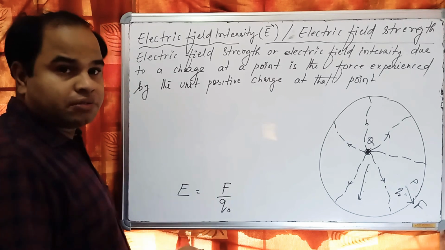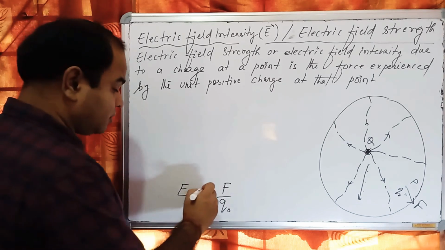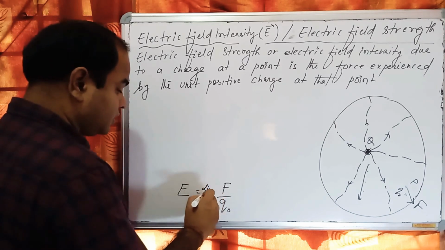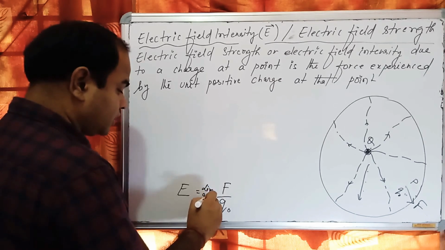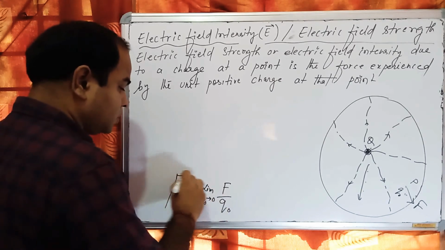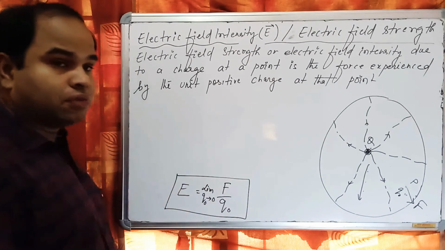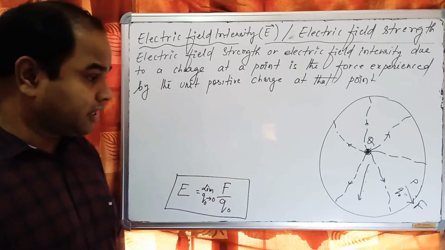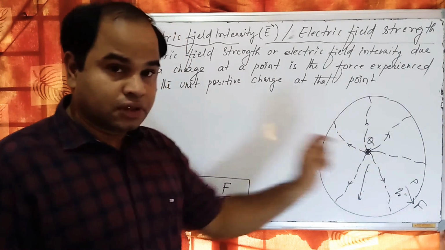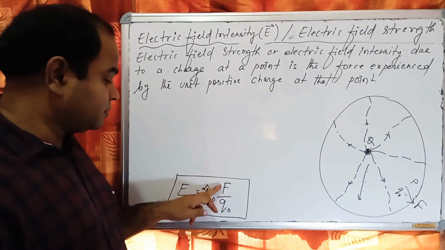And since the test charge is a very small charge, I write the limit q naught tends to 0. So this is the formula of the electric field strength at point P. It is the force experienced by the test charge.